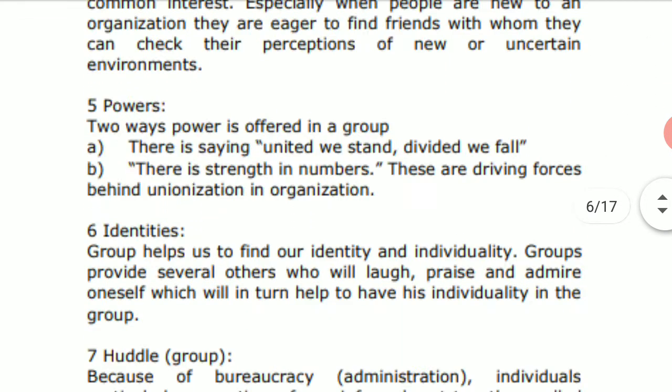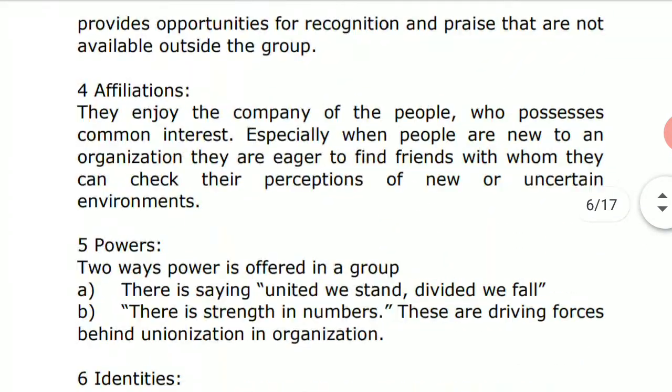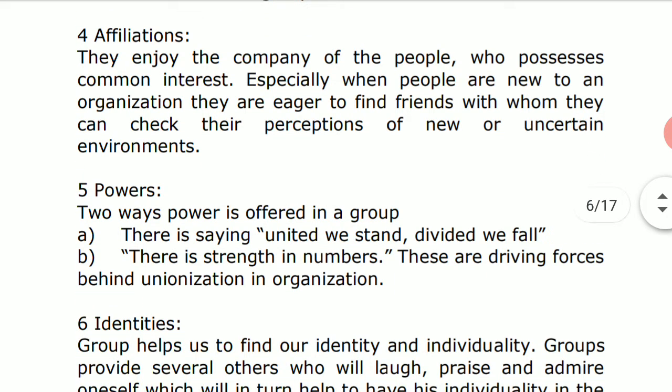Next comes up is affiliation. Affiliation means connection. They enjoy the company of the people. When you are in a group, we enjoy the company of the people who possess common interest. Common interest બધા group members વચ્ચે હોય છે. Especially when people are new to one organization, they are eager to find friends with whom they can check their perceptions of new or uncertain environments.